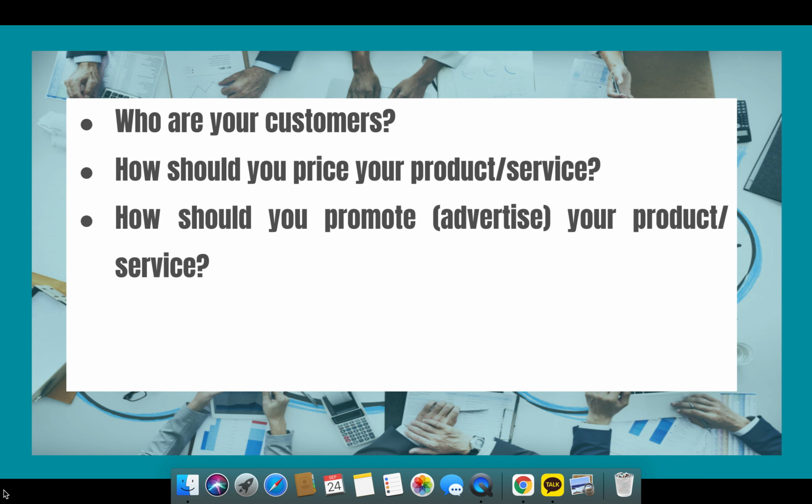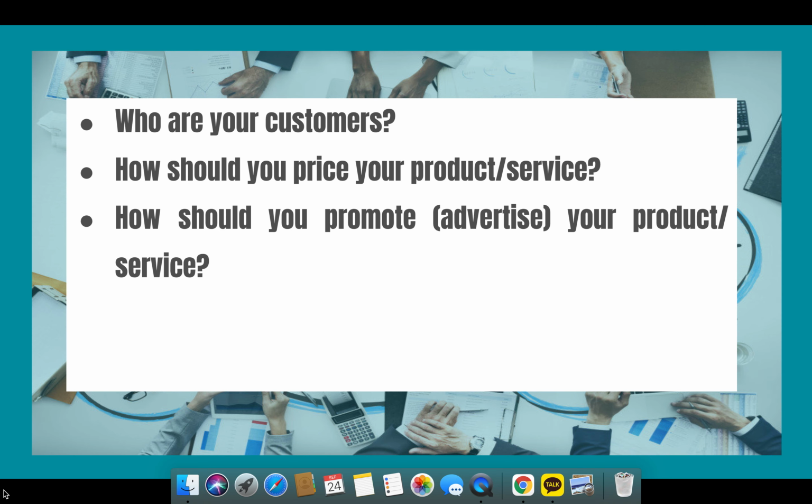And another question is, how should you promote or advertise your product or service? Will you be using social media? Will you be relying on flyers? Or will you be asking people to spread the good word, like word of mouth advertising? Would you be combining all? Would you be leaving leaflets under the room? Will you be posting ads in an open space so that people can see? How will you advertise your product and service?